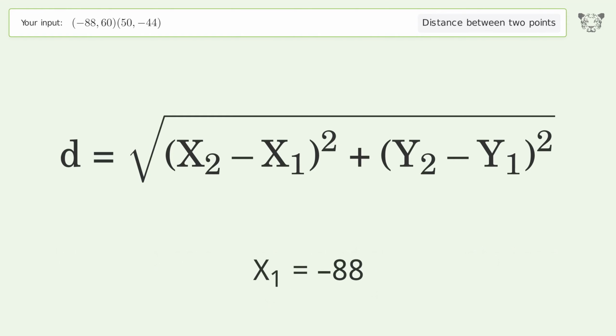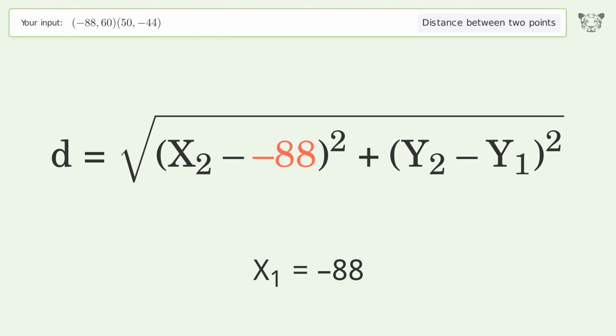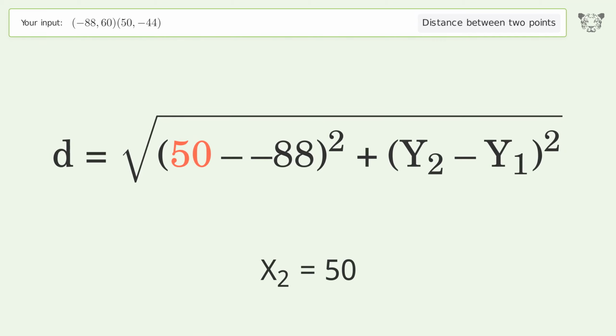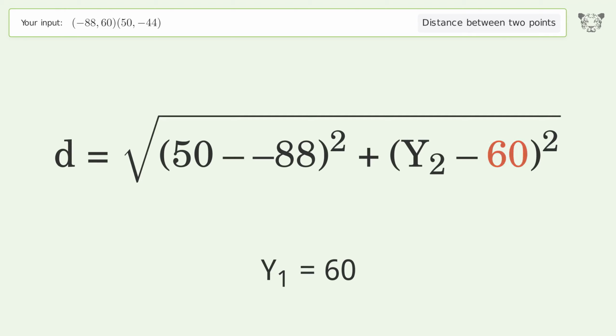x1 equals negative 88. x2 equals 50. y1 equals 60. y2 equals negative 44.